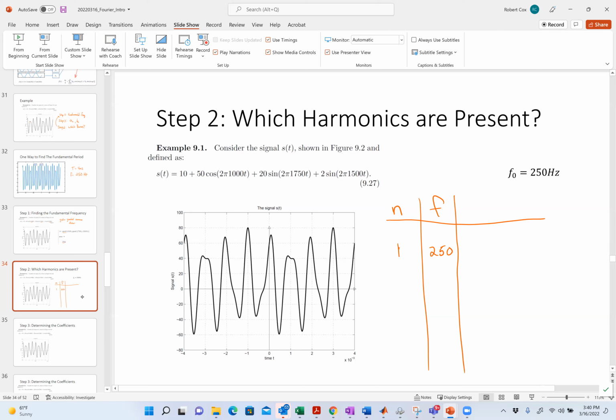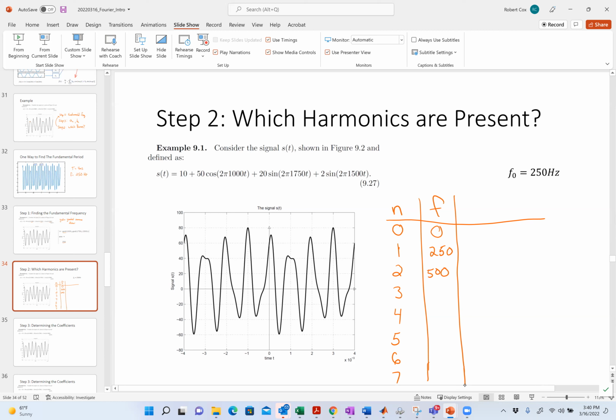Now he also has something for n equal to 0, right? For n equal to 0, what frequency do I have? 0 times 250 is what? 0. So this guy has a 0 term, a DC term in it, okay? So let's see, I got a second, a third, a fourth, a fifth, a sixth, a seventh. All right, let's keep going with this. What frequency is my second harmonic here? 500.